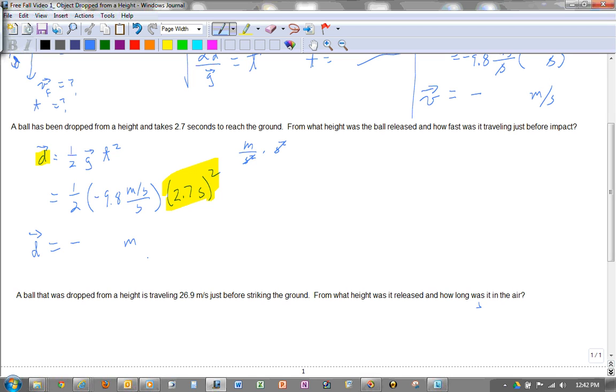And since that's negative, that is going down. The question was from what height, so I wouldn't call it negative something for the height. I would just take the absolute value of what I get for my displacement.